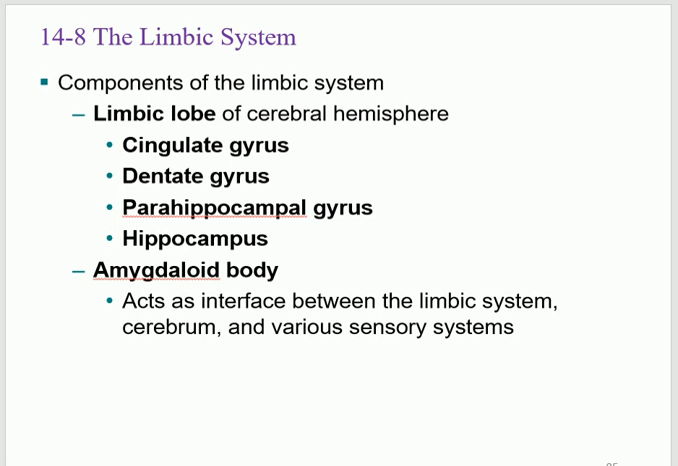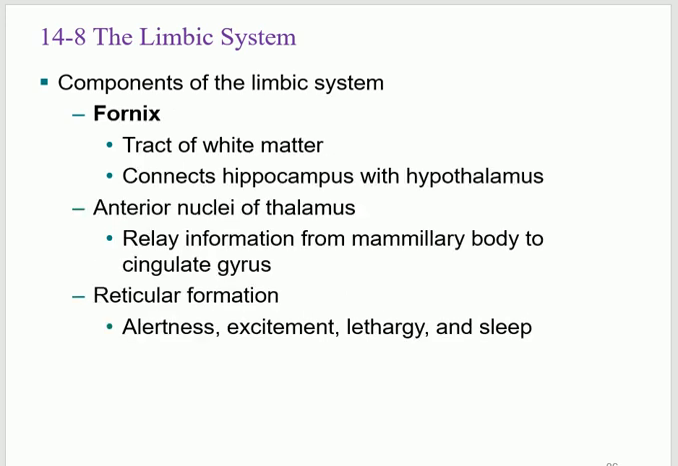Components of the limbic system: cingulate gyrus. You will see it. Dentate gyrus, another one. Parahippocampal gyrus, hippocampus. It's okay if you remember it, but you cannot forget those two M's. This is the bottom line. And there is another thing called the amygdaloid body, and this is between the limbic system and the cerebrum. Fornix is also part of the limbic system, plus the anterior nucleus and reticular formation. All these are parts of the limbic system.